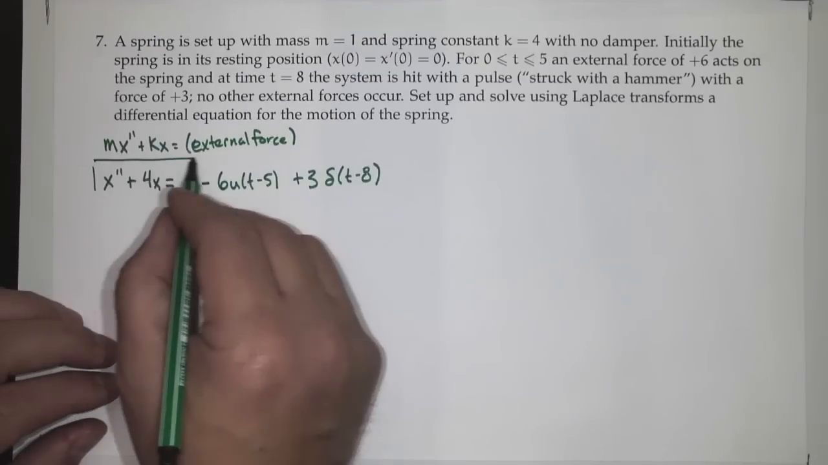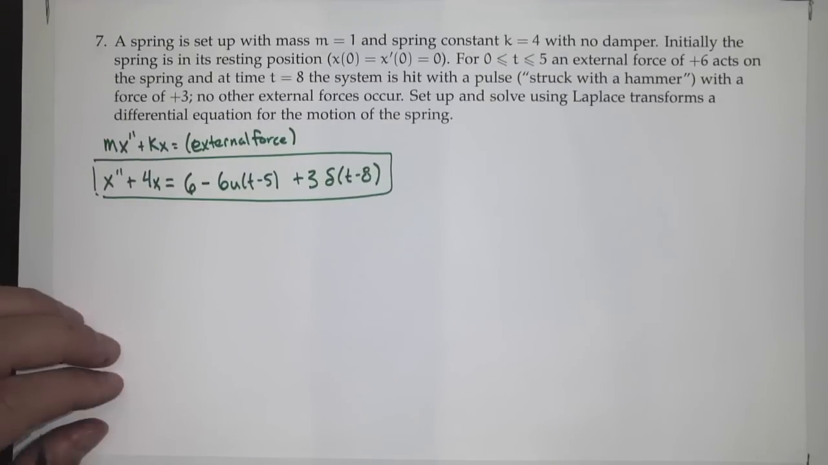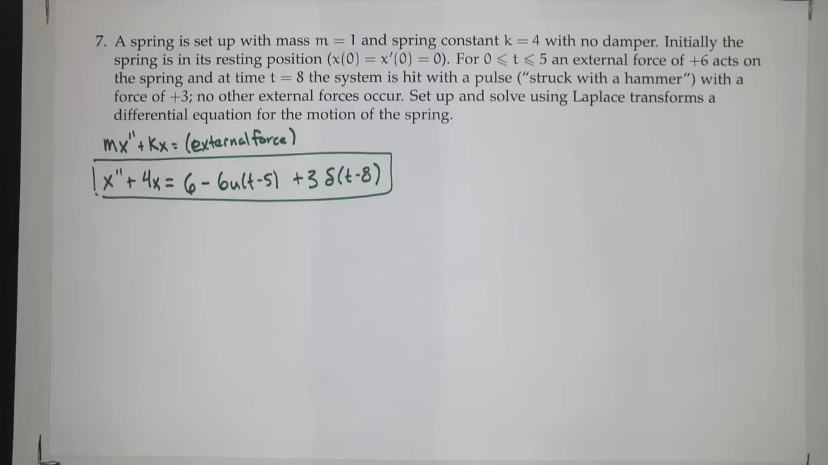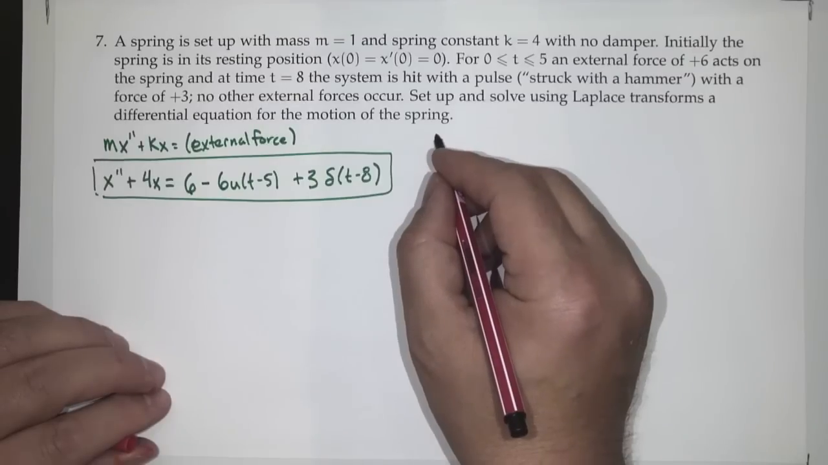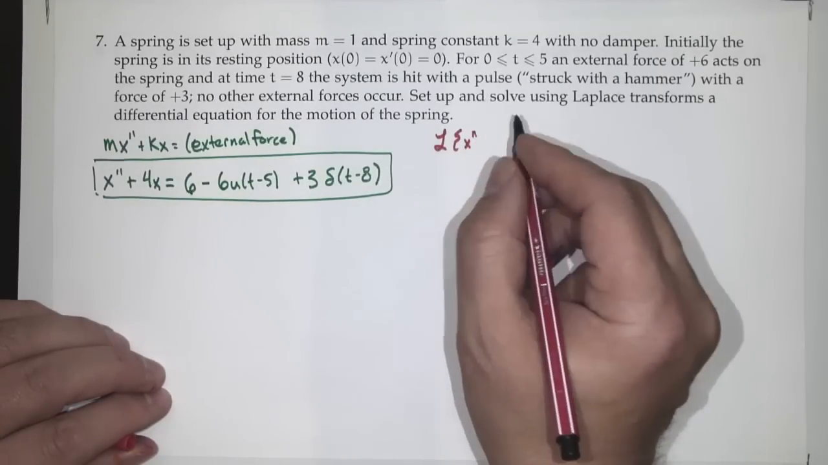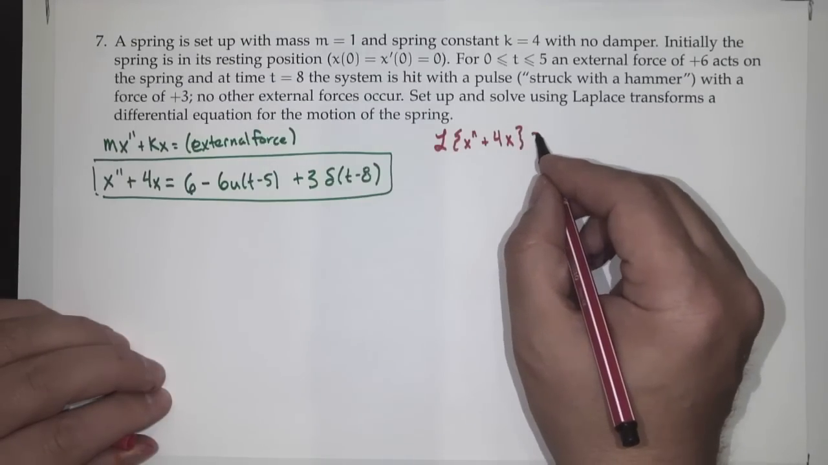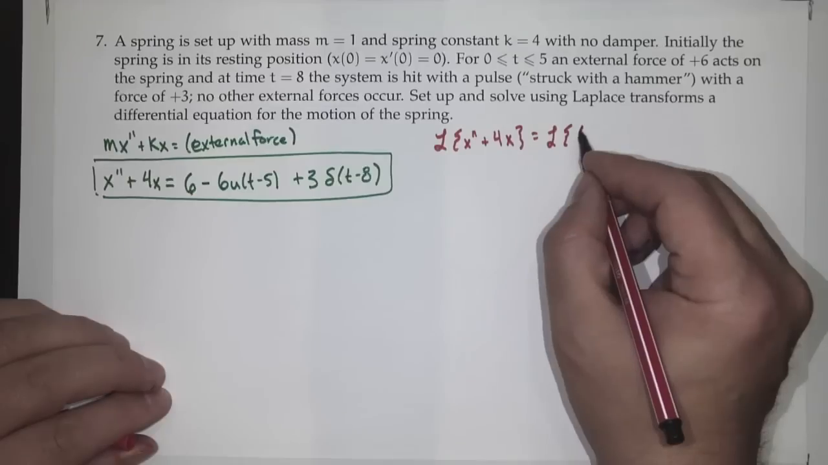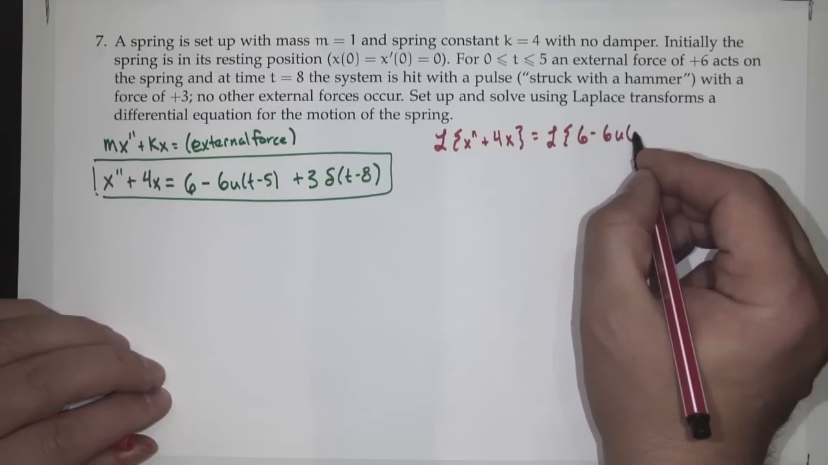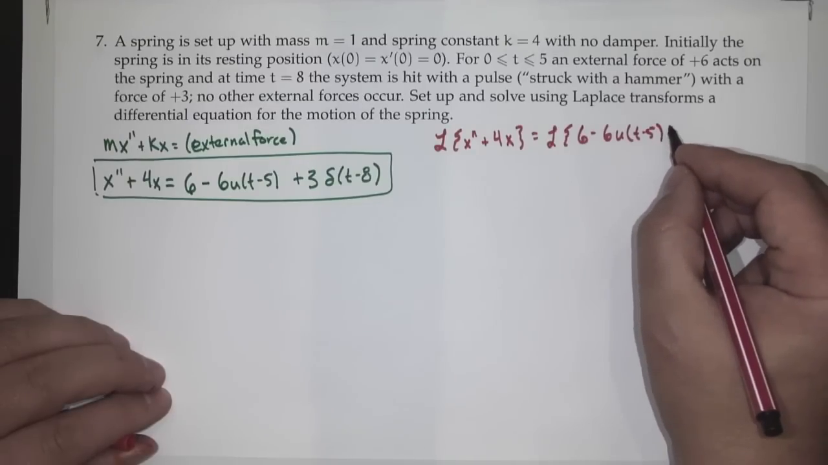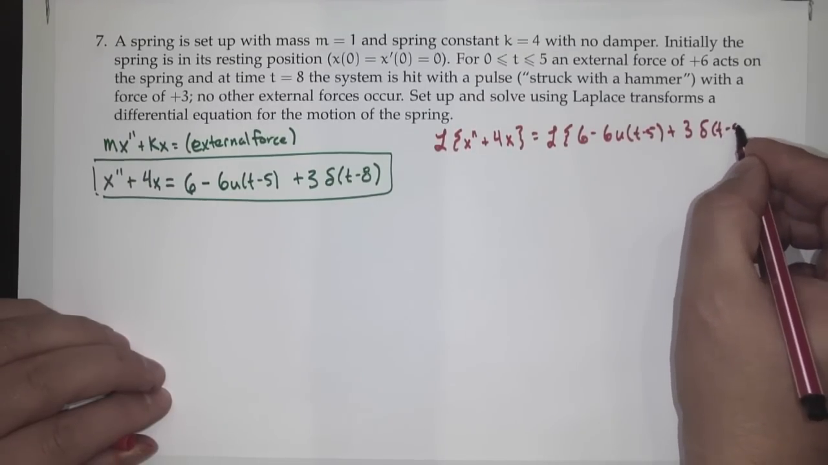And now we have the setup. So the setup was pretty quick. Now we have to solve using Laplace transforms. Okay, so when we're solving something using Laplace transforms, we take the Laplace of both sides. x double prime plus 4x. Well, that's the Laplace of 6 minus 6 u of t minus 5 plus 3 delta of t minus 8.